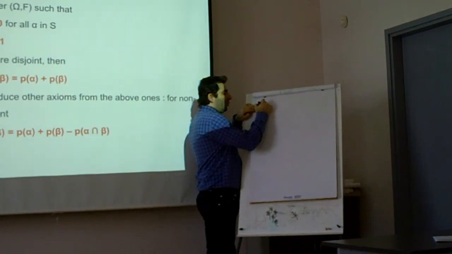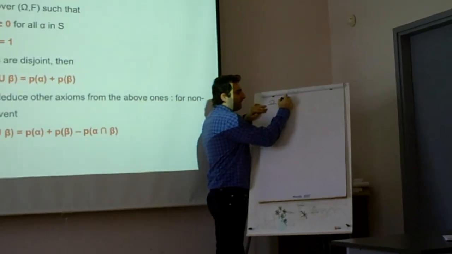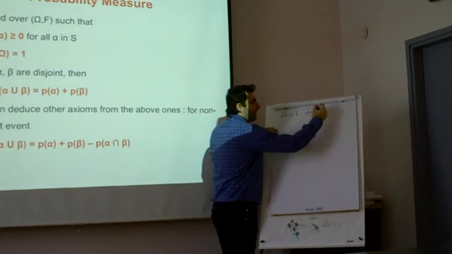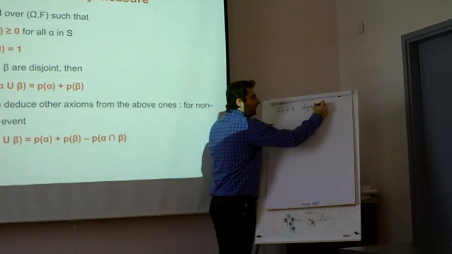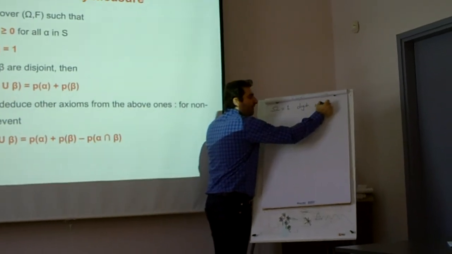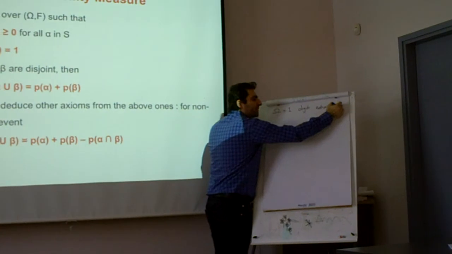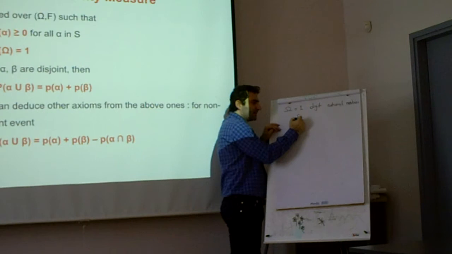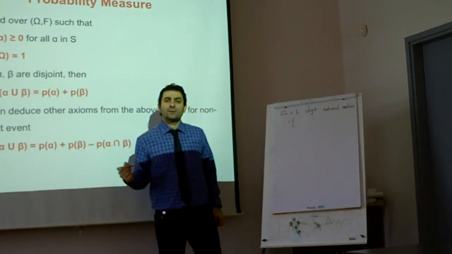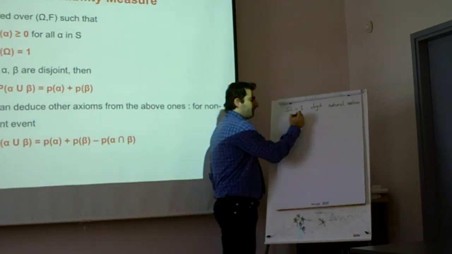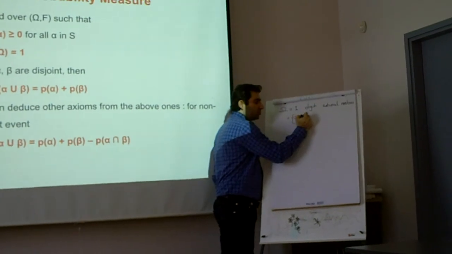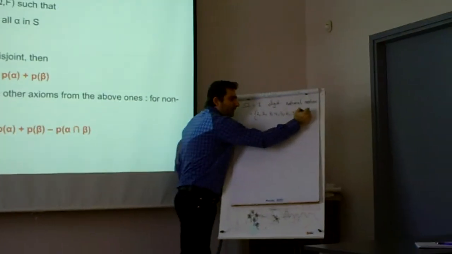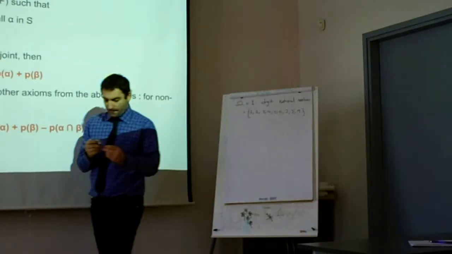Assume omega is the single digit natural numbers. Can you tell me what they are? Single digit natural numbers: 1, 2, 3, up to 9. Okay?